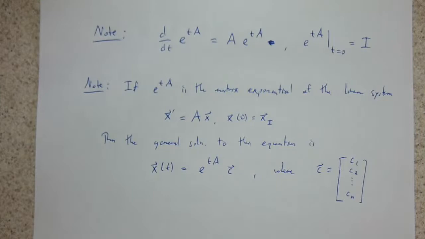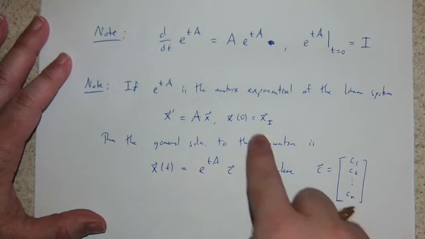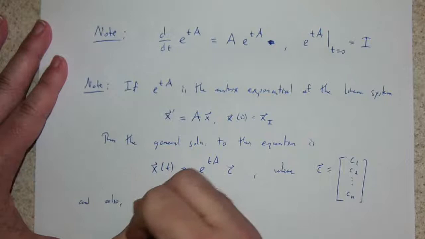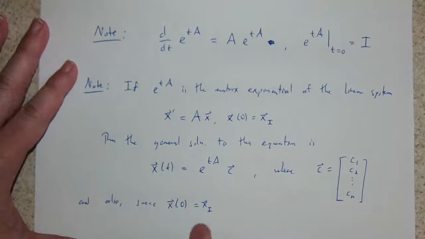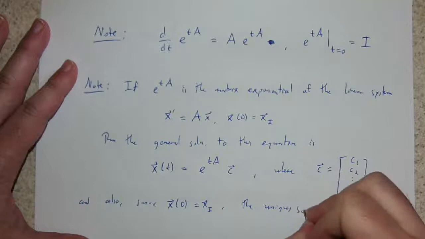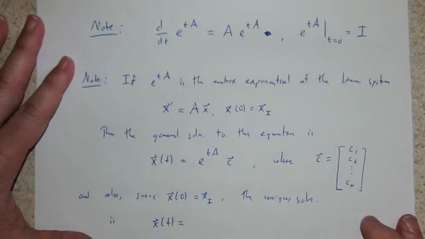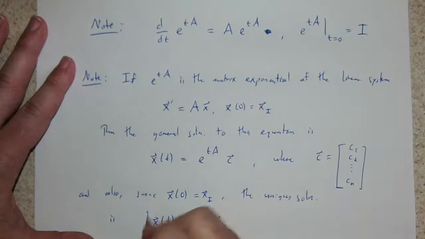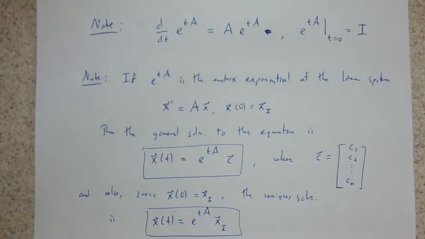And specifically, since I know that this is the identity, and I know that this is equal to x sub I, and also since x of 0 is equal to x sub I, the unique solution is x of t is equal to matrix exponential e to the tA times x sub I. So if I have a matrix exponential for a given problem at my fingertips, then I can immediately write the general solution as e to the tA times c, or the unique solution imposing this initial condition is e to the tA times that initial vector x sub I.